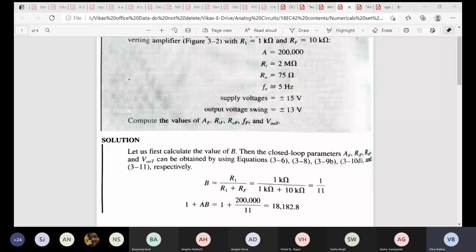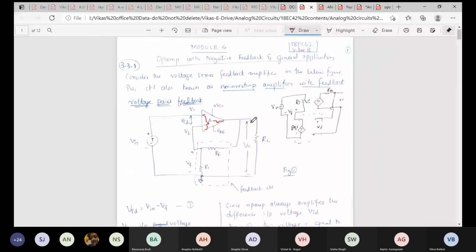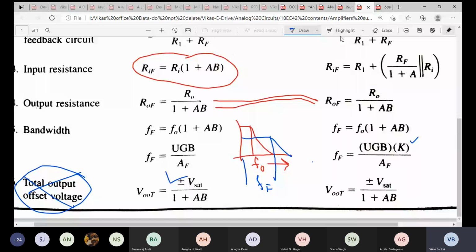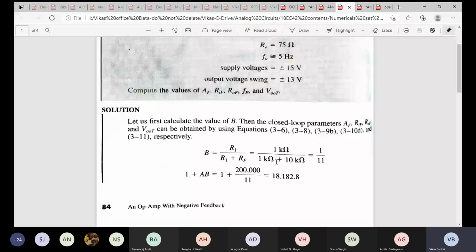That was some disturbance that was happening. Fine. So what was beta? Beta is R1 divided by R1 plus RF. Because this is a non-inverting amplifier, the voltage across R1 is my feedback voltage. Whatever is the voltage across R1 is my VF. So the voltage division happens like this: R1 divided by R1 plus RF. So when I do that, what am I going to get? Simply substitute the values: R1 is 1k, plus 10k, so I get 1 by 11.